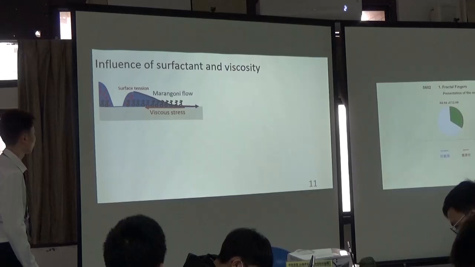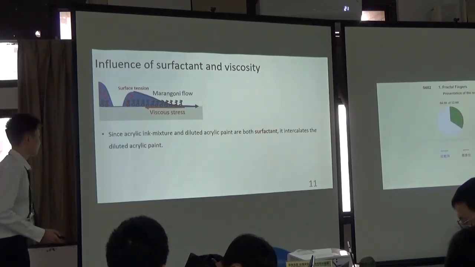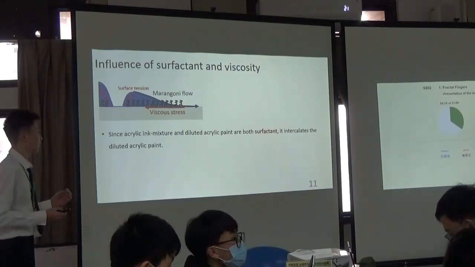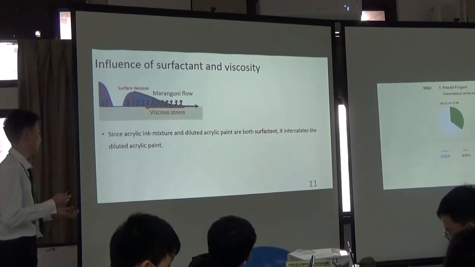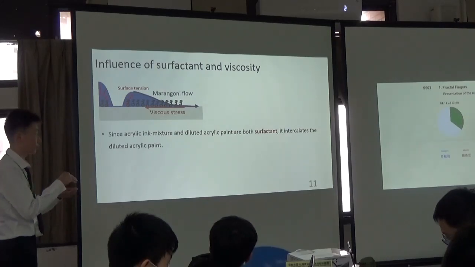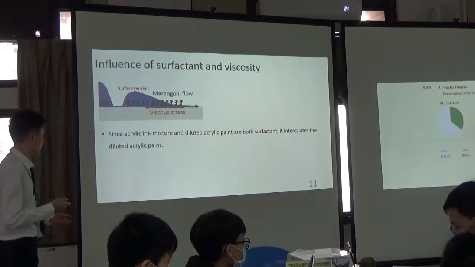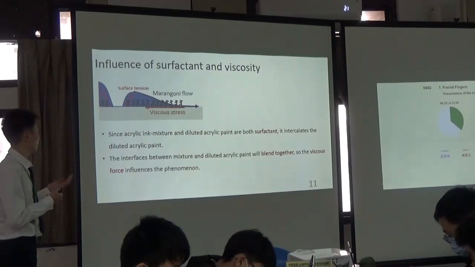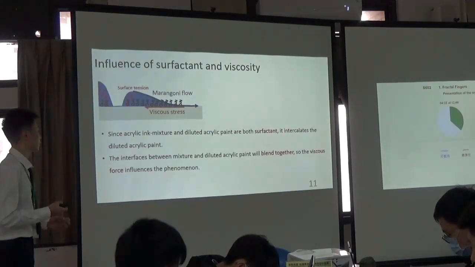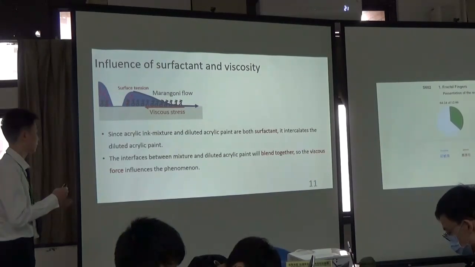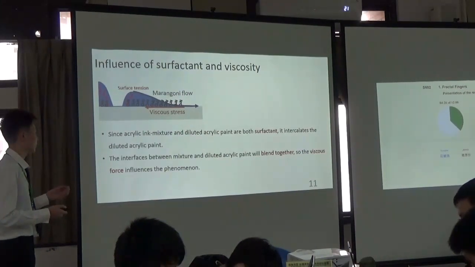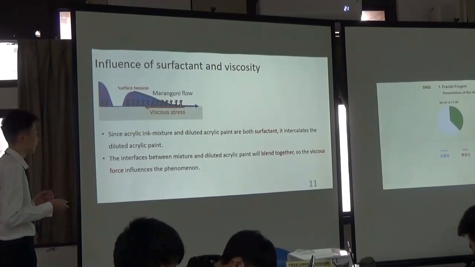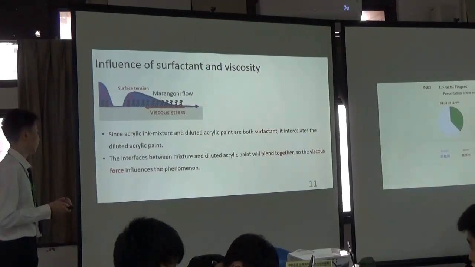Next is about the influence of the surfactant and viscosity. Since both the acrylic ink and the diluted acrylic paint are surfactants, they interface with each other so that they can flow with each other. Also, at the interface between the mixture and the diluted acrylic paint, they will blend together. Also the viscosity of the diluted acrylic is really high, so the viscous force will influence this phenomenon.